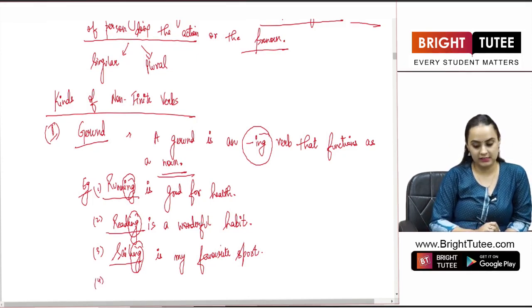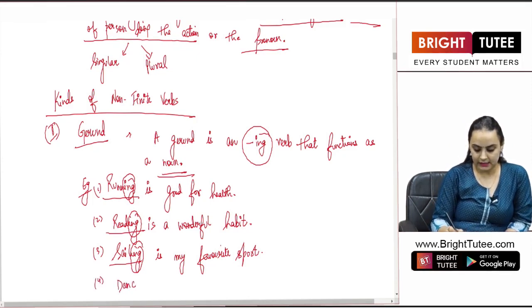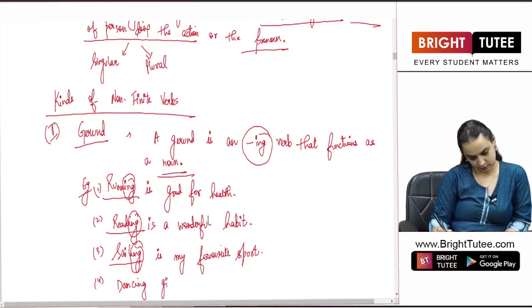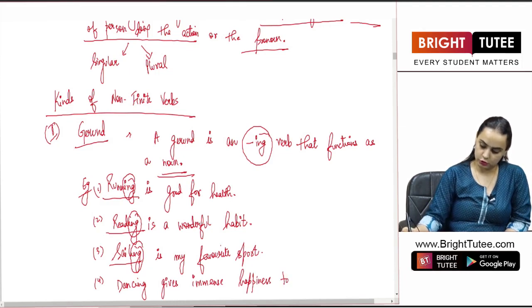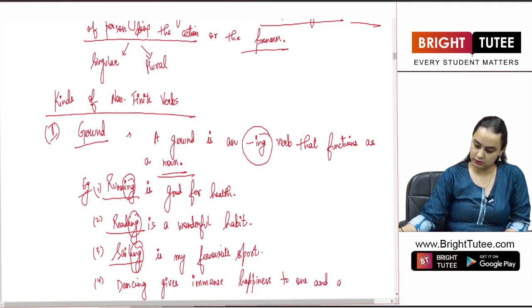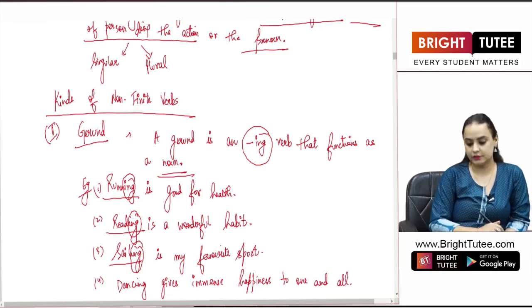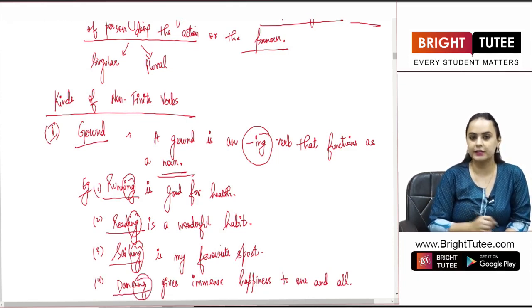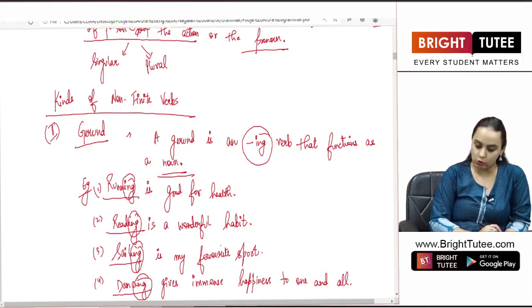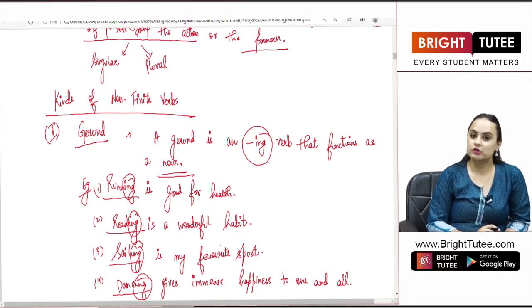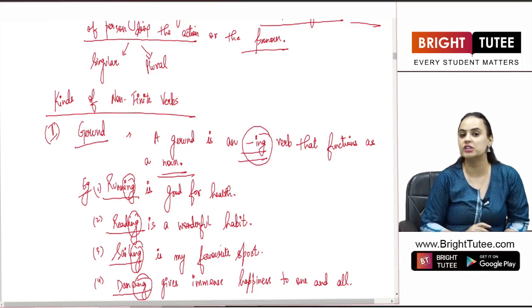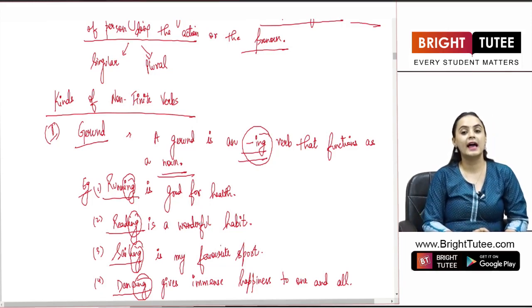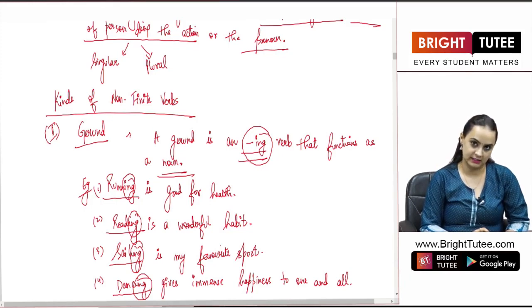If I give you another example, dancing gives immense happiness to one and all. So what gives you happiness? Dancing. It is an ing form of the verb which acts as a noun. So dancing. So what is a gerund? Gerund is a verb which has an ing at the end of it and it will act as the noun of that sentence. Okay?